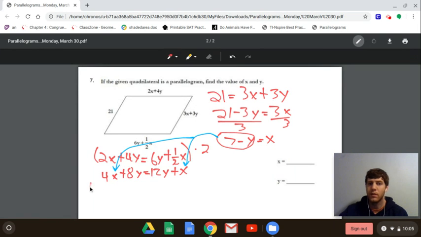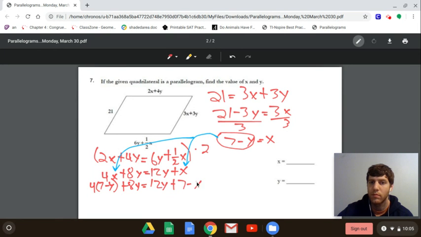So we really have 4 times 7 minus y plus 8y equals 12y. And we're going to substitute in again here. So instead of x, we're going to put 7 minus y. So plus 7 minus y. All right. And again, you can put that in parentheses, but it doesn't matter because you're just adding it.